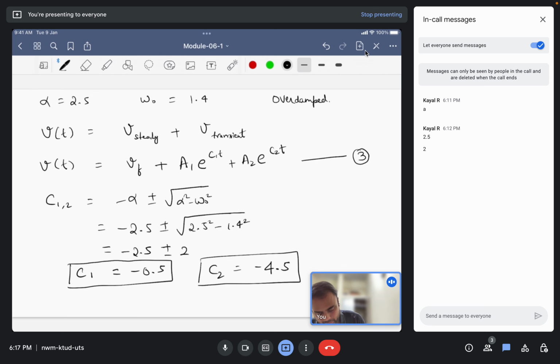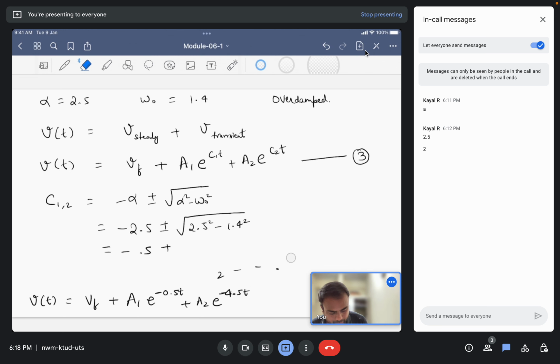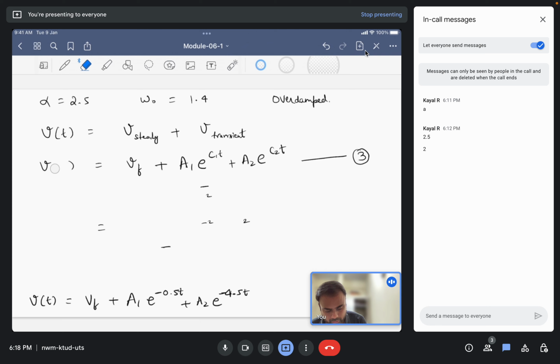So then in that case we'll have V of t equal to Vf plus A1 e to the power minus 0.5t plus A2 e to the power minus 4.5t. So this is the equation, but still we have two coefficients A1 and A2. So we need to find out what will be the A1 and A2 values and what will be the Vf, that is the forced voltage. So I will just keep the equation part here and remove all other portion.